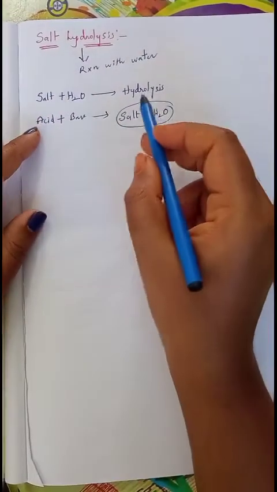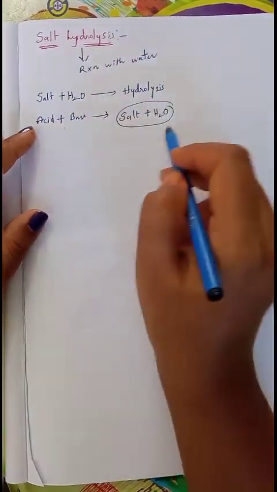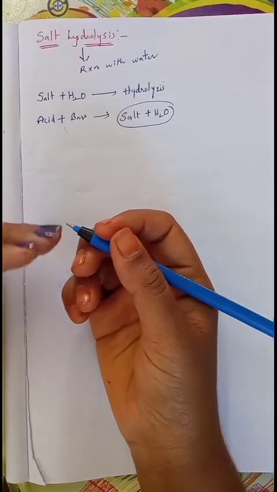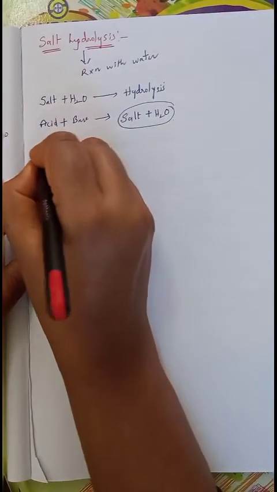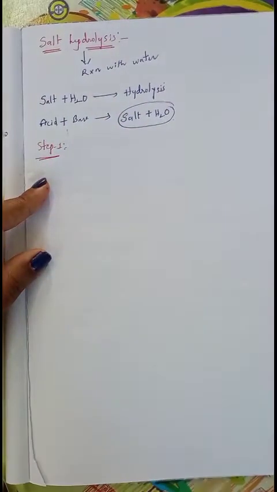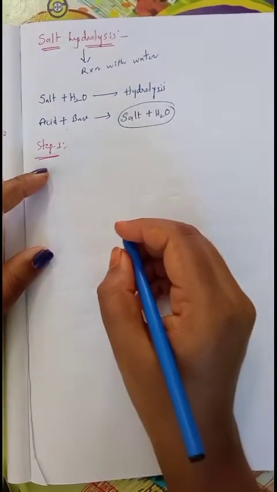That's why we can say hydrolysis is a reverse reaction of neutralization reaction. Now we'll see how to find salt hydrolysis for a given question. There are a number of steps to follow to find out about salt hydrolysis. The first step, or first trick, is to know what ions are present in the water.